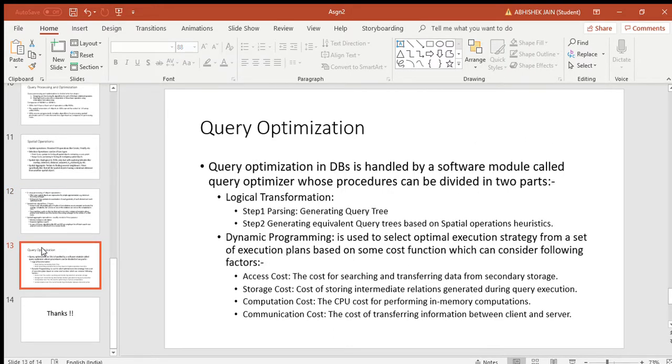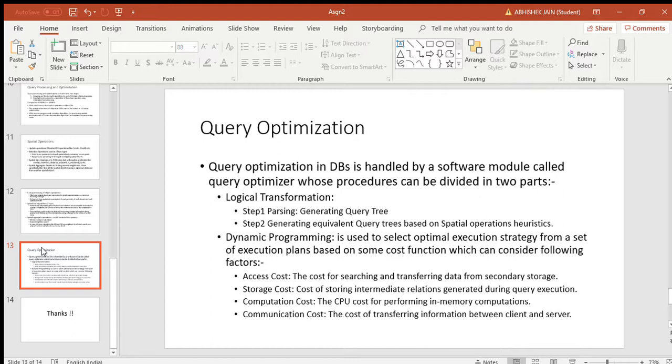Talking about the query optimization in spatial databases. Query optimization in databases is handled by a software module called the Query Optimizer, whose procedures can be divided into two parts. First, the logical transformation, which again is a two-step process. The first step is parsing, which includes generating the query trees. Second, generating the equivalent query trees based on the spatial operation heuristics.